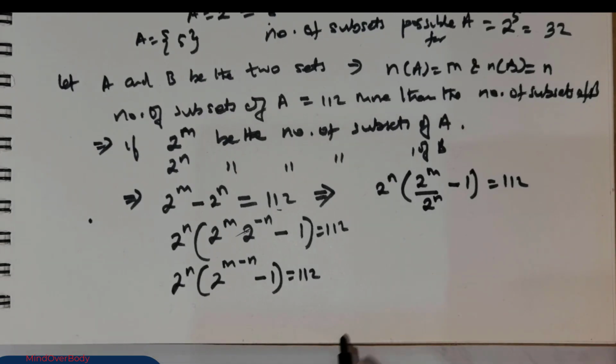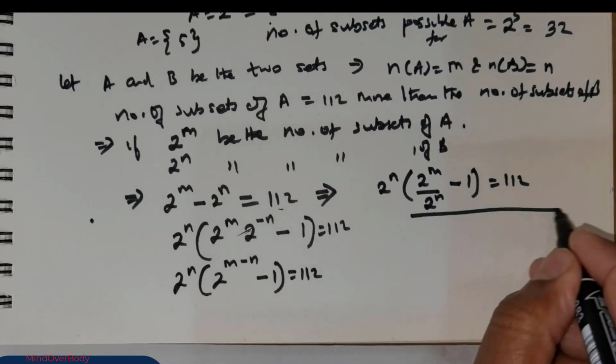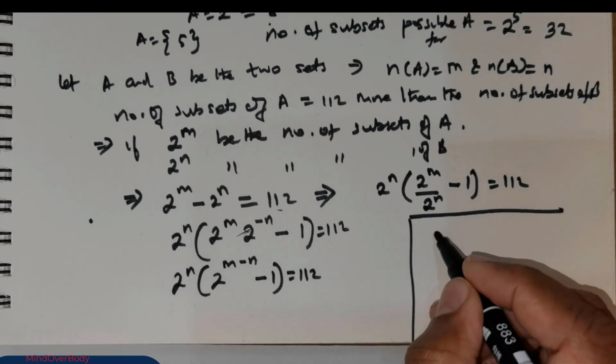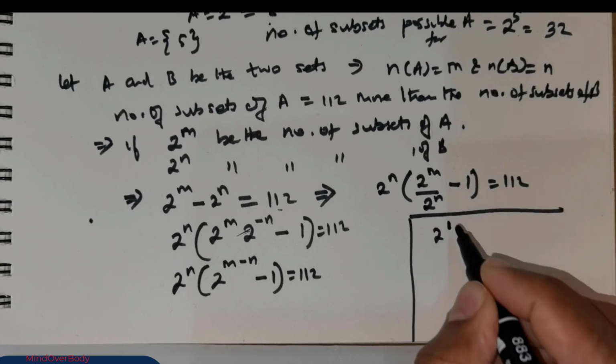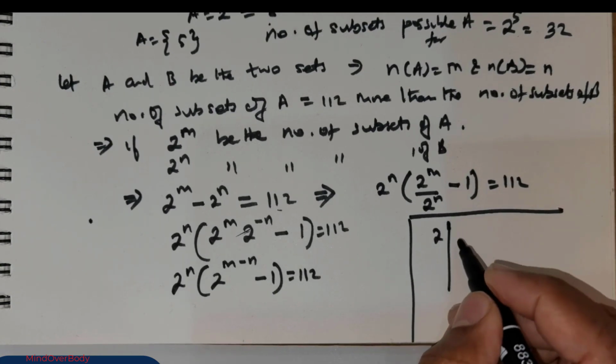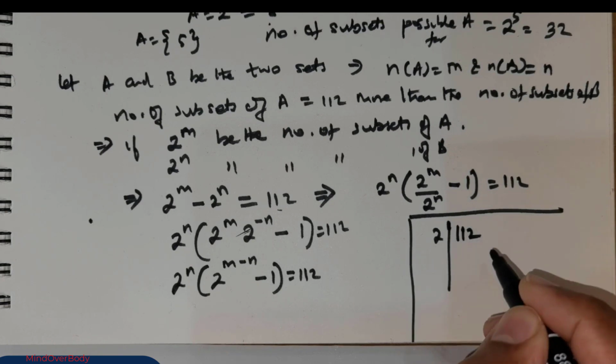Now 112 can be split in the following fashion. I'll start with 2. I want to actually use 2 as the smallest quantity.